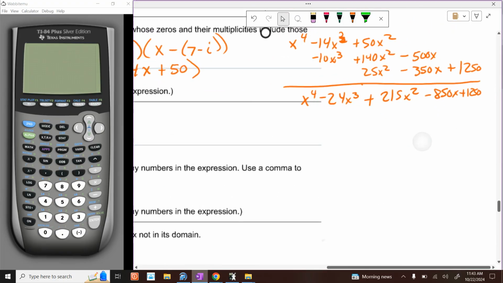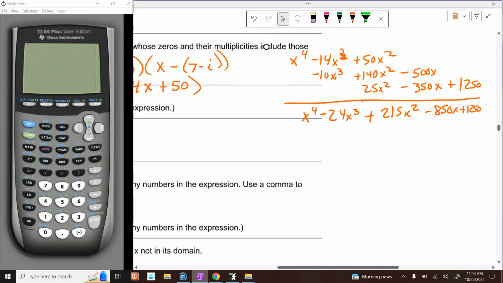Okay. Did I make any mathematical errors? That any of you see, right?